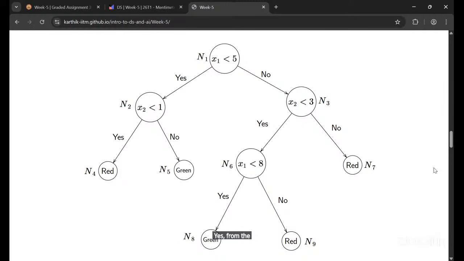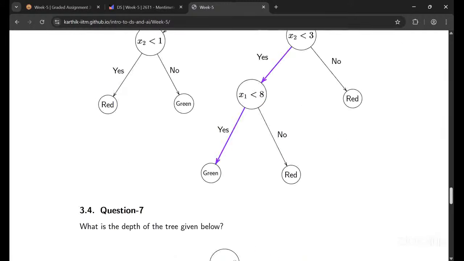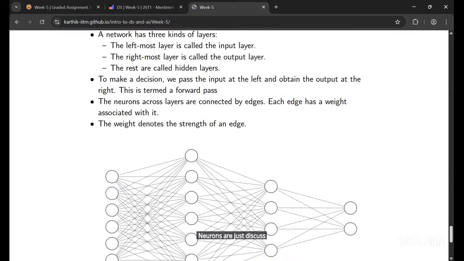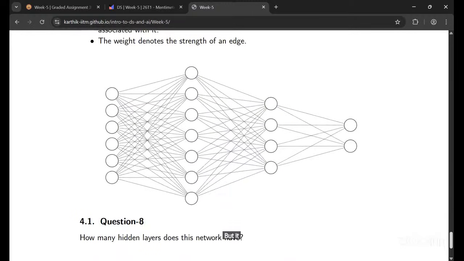The third topic is neurons. Neurons were just discussed, right? Yes, ma'am. But it works on binary, right?